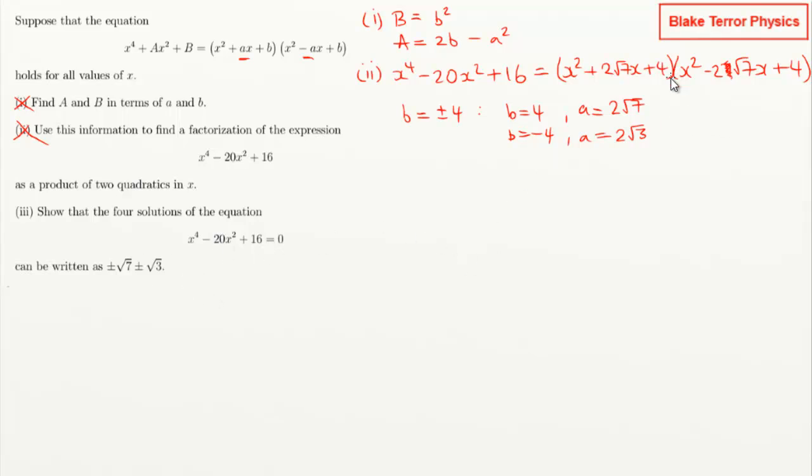Okay, so we've got this factorization, or our other option is to have x squared plus 2 root 3x minus 4. Let's not cross that out because that'll just get in the way. And then we'll have an x squared minus 2 root 3x minus 4. Right, so we've got those.